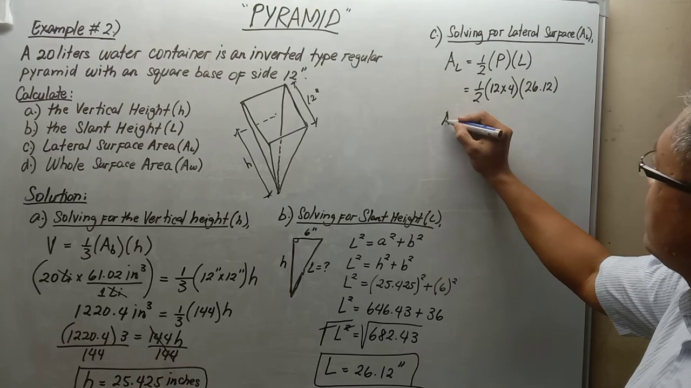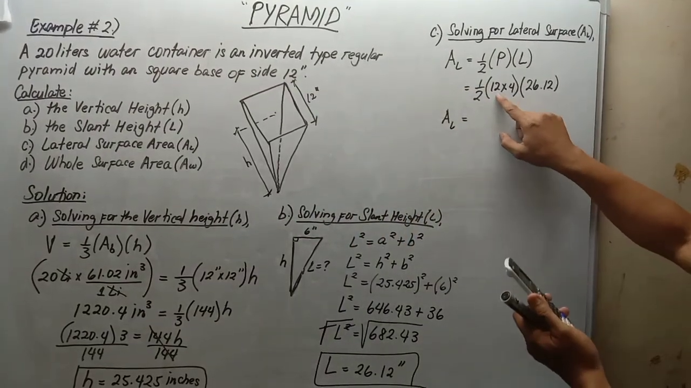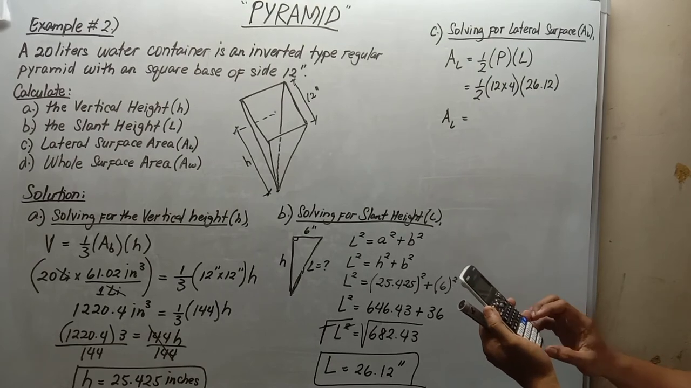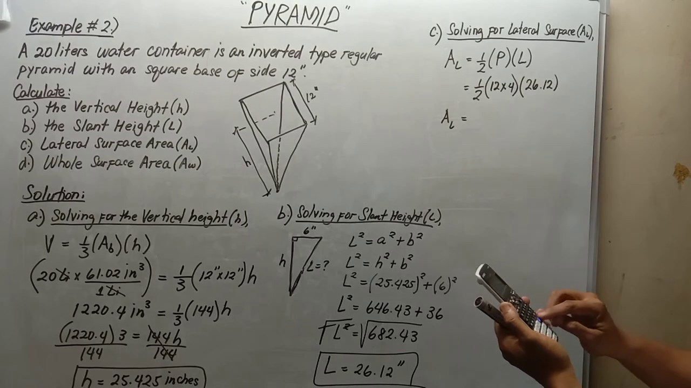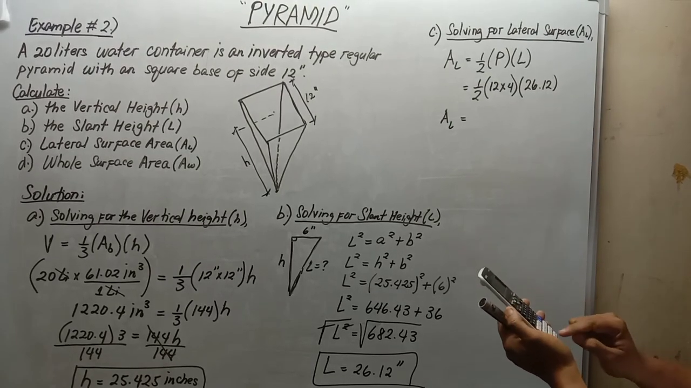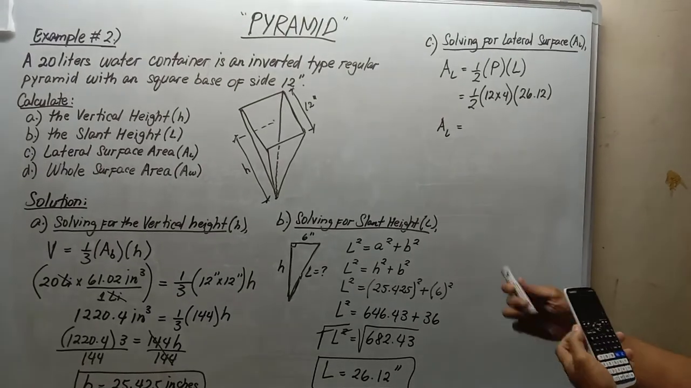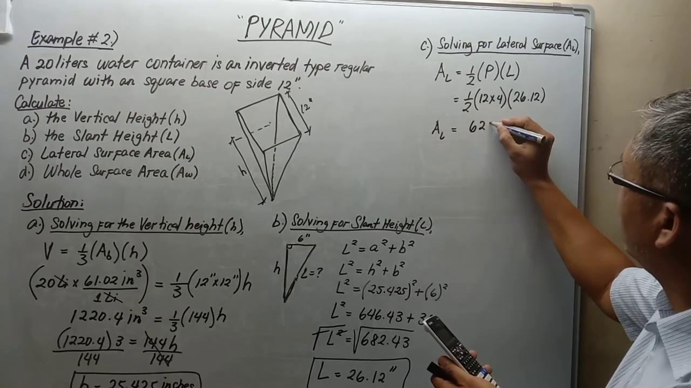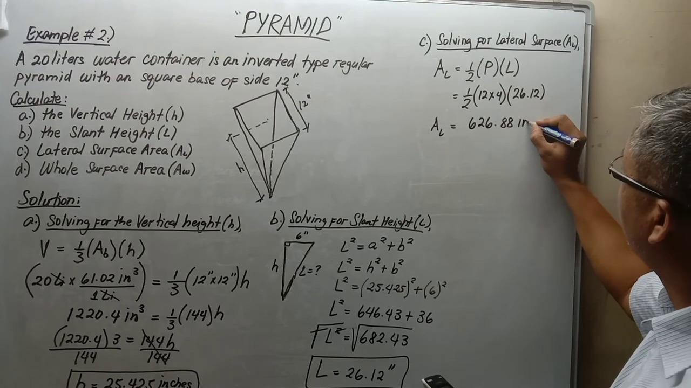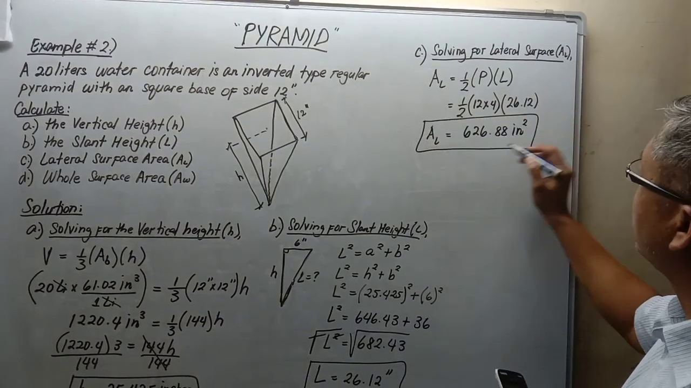26.12 inches. So, lateral surface area is equal to, again, let me use the calculator, guys. 12 inches times 4 sides, because it's a square base, so 48, times 26.12, divided by 2, because it's a 1/2. So the lateral area will be 626.88 square inches. Because it's an area, this is the answer, guys, for the third requirement, the lateral surface area.